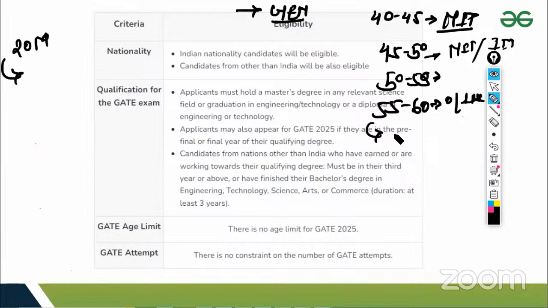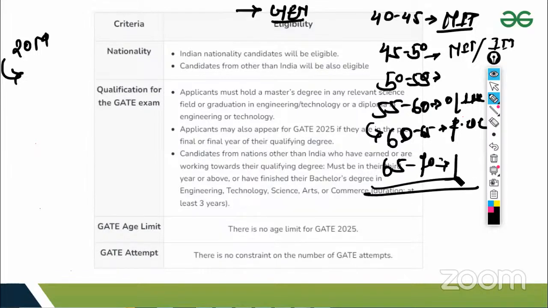From 60 to 65, you get the foreign university call, and from 65 to 70, all things are open, PSUs open, all IITs or MTech, everything is open. So this is the hierarchy of marks. Suppose you have got good marks in data structure and algorithm, then your main focus is you have to score 30 marks more to get IIT admission.